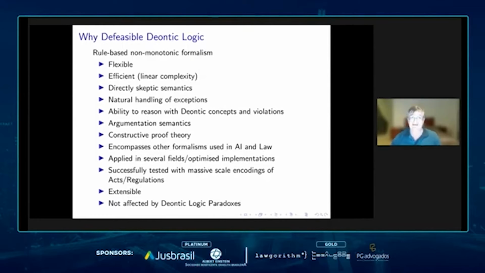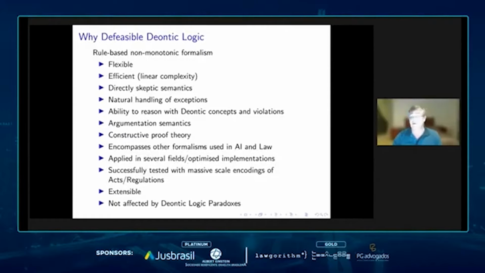Also, when we consider the extensions with the Deontic component, we are able to speak about the Deontic aspects: obligations, prohibitions, permissions, and violations. At the same time, we can explain the reasoning mechanism of the logic using argumentation structures. It also has a constructive proof theory. This means that it's fully explainable, and every time I have a conclusion, I can provide you the full trace of the derivation. I can provide all the facts, all the rules, all the norms that are used to determine a particular conclusion.